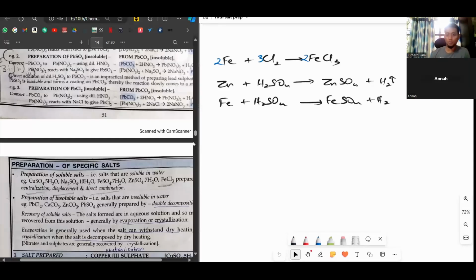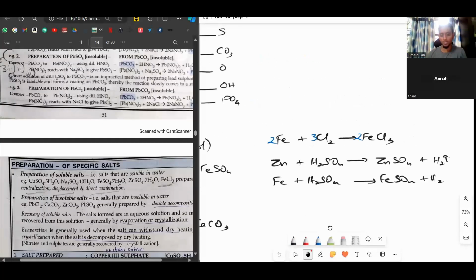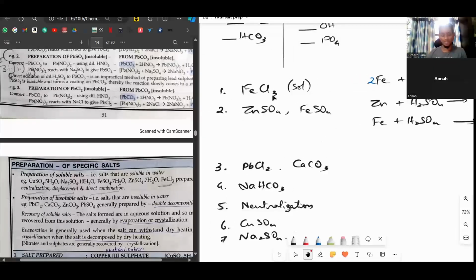Yeah, so what was the method of preparation? Again, back to the first one. First one is FeCl3. Okay, so look at the procedure. See, the diagram is over there. Okay, I'll read it. Powdered iron is taken in a combustion tube.